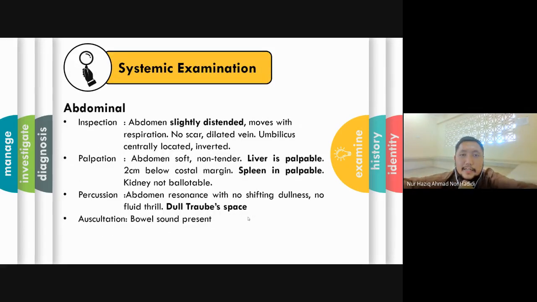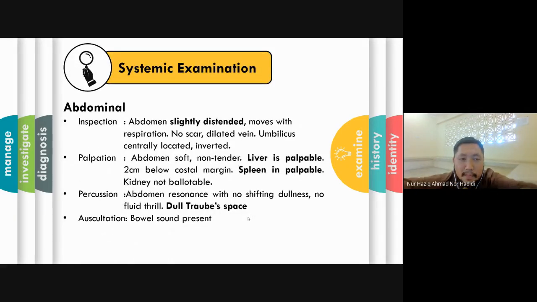So for the systemic examination, basically the abdomen is slightly distended but moves with respiration. There is no surgical scar or dilated vein noted. And the umbilicus is centrally located, not inverted. On palpation, the abdomen was soft and non-tender. However, there is a palpable liver 2 cm below the costal margin.